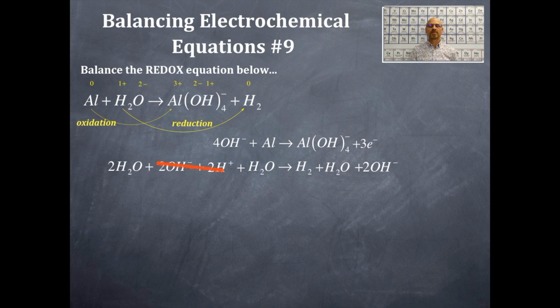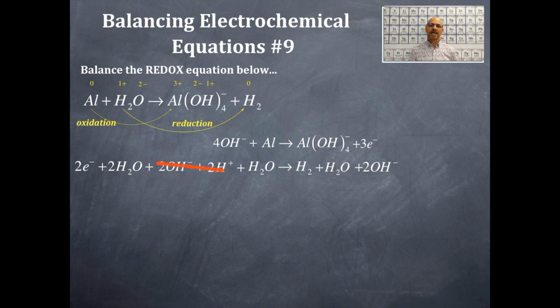Now what we need to do is balance this for charge. On the reactant side, I have a net charge of 0. On the product side, I have a net charge of a 2 minus. So I need 2 electrons on the reactant side to balance for charge, and I've done that right there.